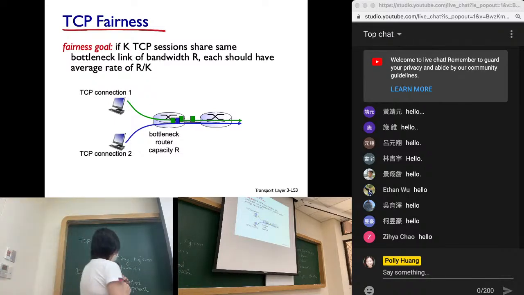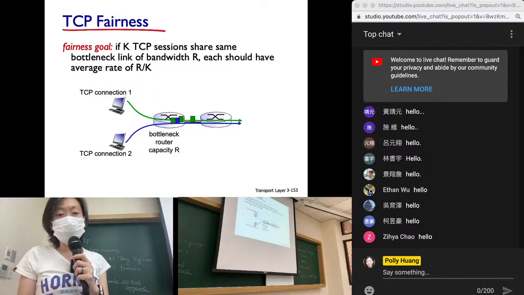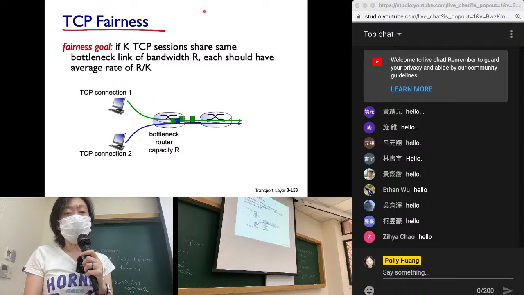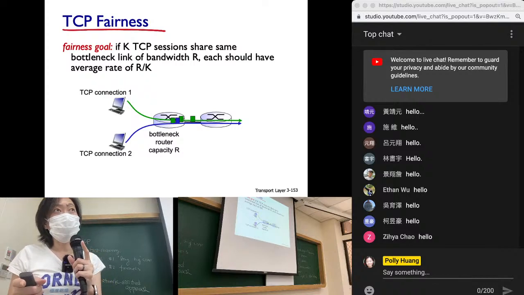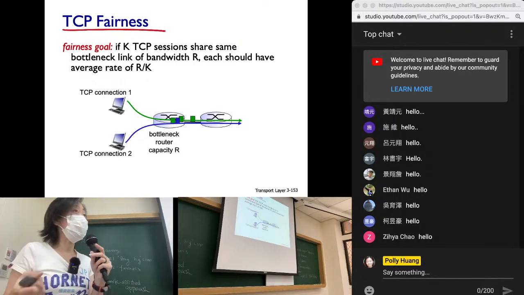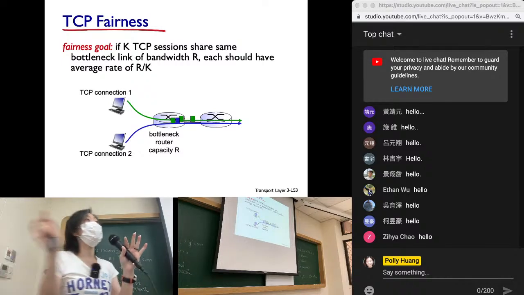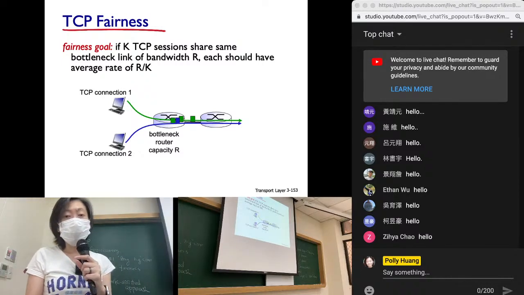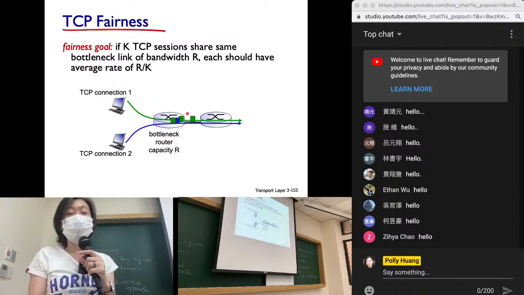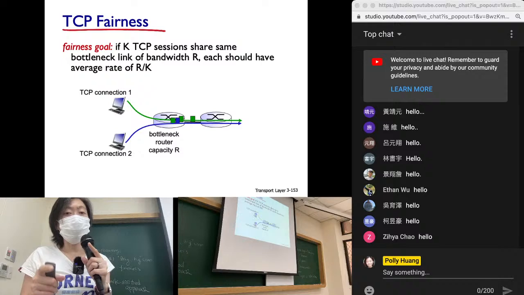Another issue, fairness. Ideally, let's say we have K TCP connections sharing a common link with bandwidth R, then each should get R over K share of the bandwidth, isn't it? So this is considering fairness between the TCP connections. So look at the scenario below. The bandwidth here is R. If there are two, each of the connections should get what? A half R.